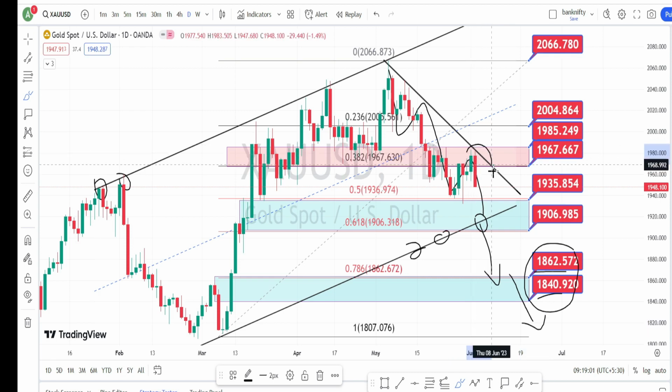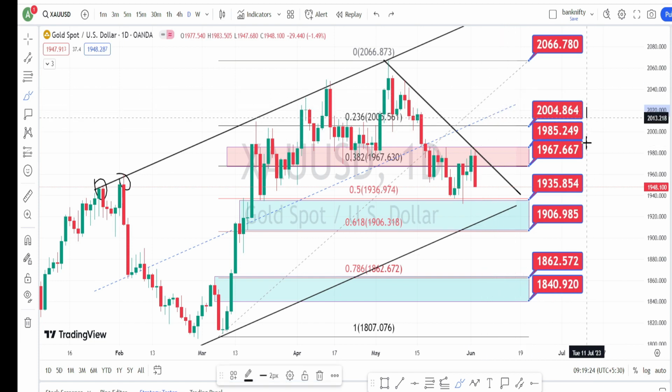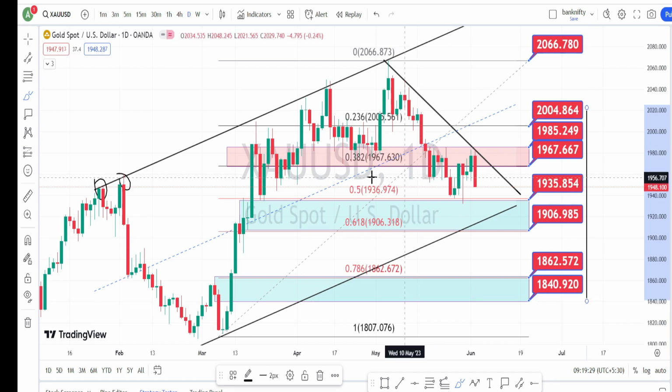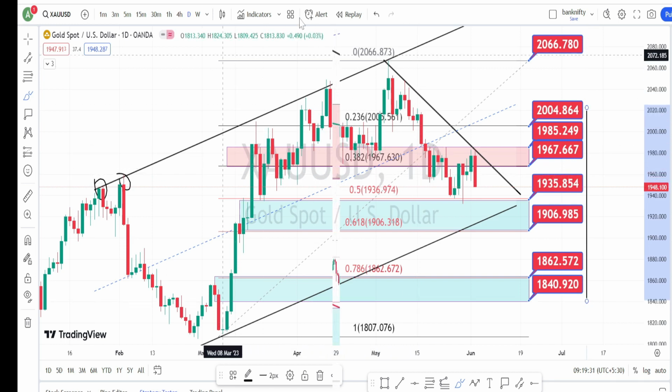And if the price action breaks this trend line or the resistance line, we can expect the bullish side retracement to start in daily time frame. And these are all the resistance and support levels for daily time frame. Let us look at the price action in hourly time frame.